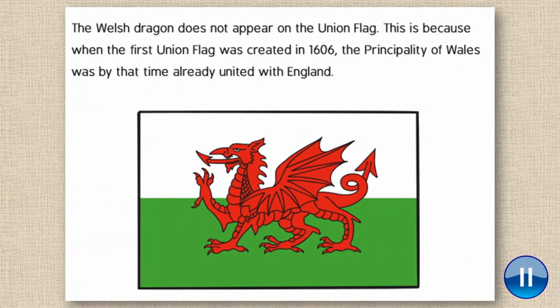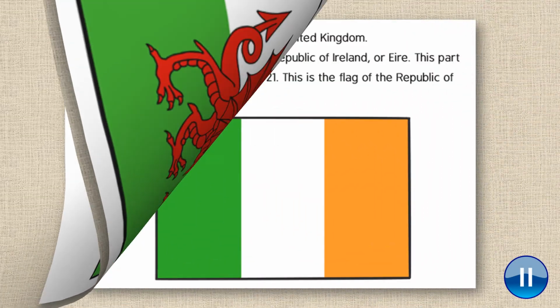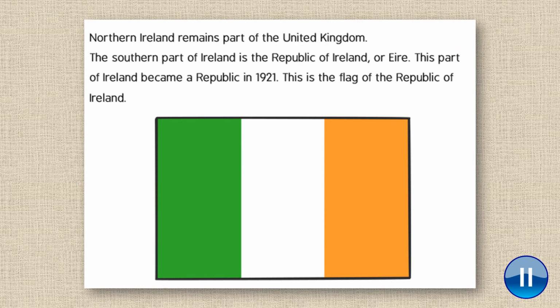The Welsh dragon does not appear on the Union flag. This is because when the first Union flag was created in 1606, Wales was by that time already united with England. Northern Ireland remains part of the United Kingdom. The southern part of Ireland is the Republic of Ireland, or Éire. This part of Ireland became a republic in 1921, and this is the flag of the Republic of Ireland.